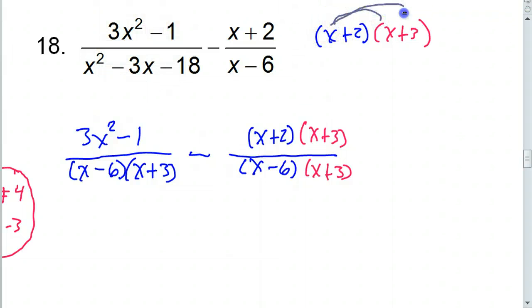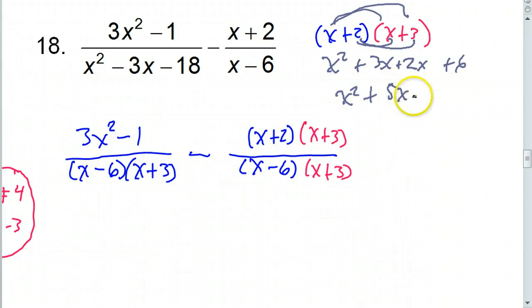Okay, so if I do x times x, I get x squared, and 3x, and then 2x, plus 6, and then 6 plus 6. So this is going to make x squared plus 5x plus 6. So that's what this is.